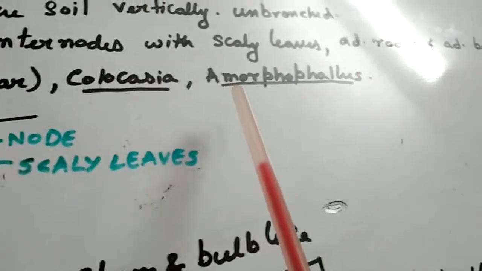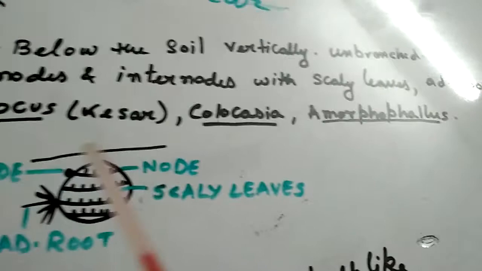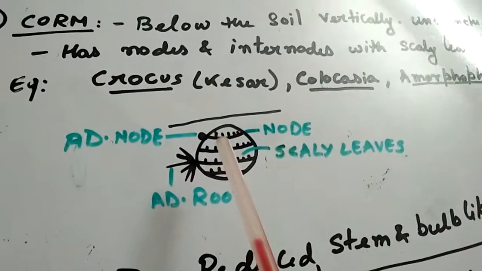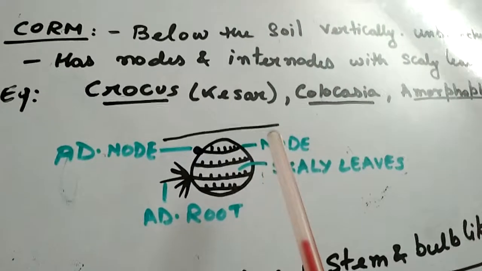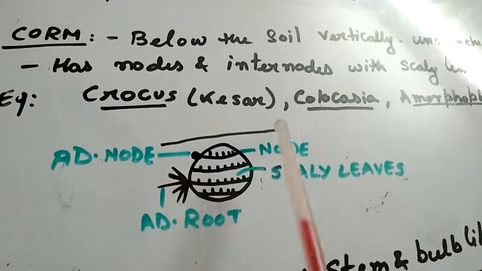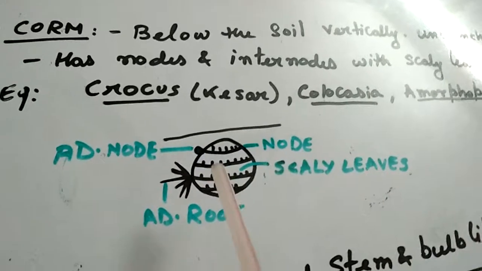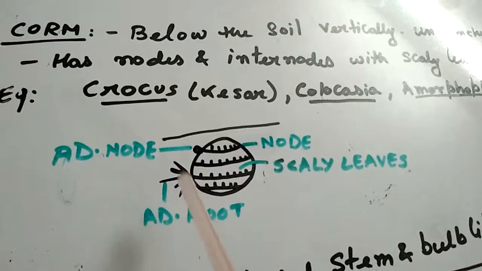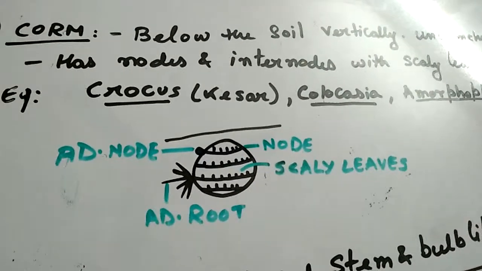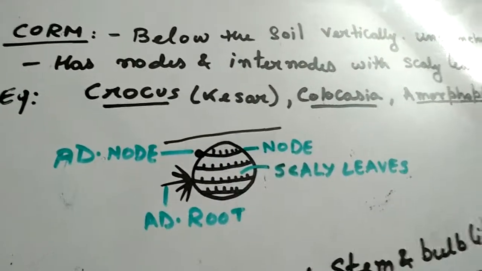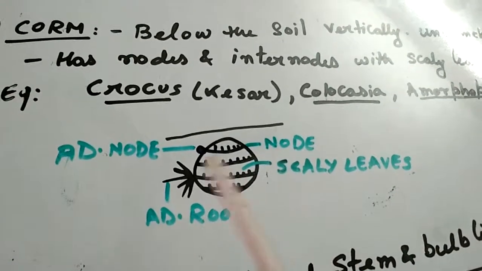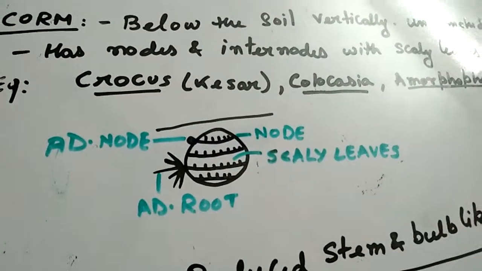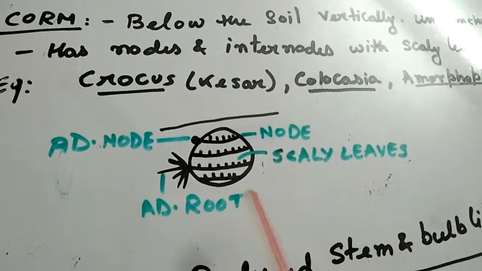colocasia, amorphophallus. These are very important examples regarding corm, and this is the diagrammatic representation of a corm which is growing below the soil. This is the soil, and it is growing below the soil surface, and you can see I have drawn a perfect circular figure here, but it is not always circular. It has some irregularities along its boundary, so it is not a perfect circle. So just for the sake of understanding, I have drawn it like this.